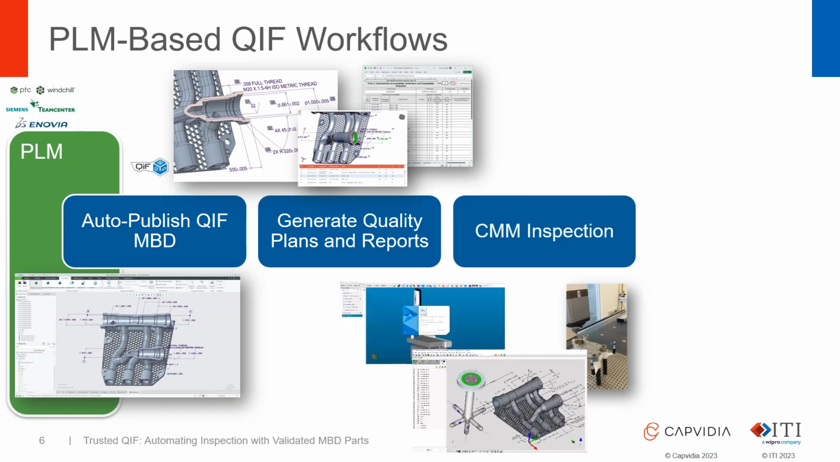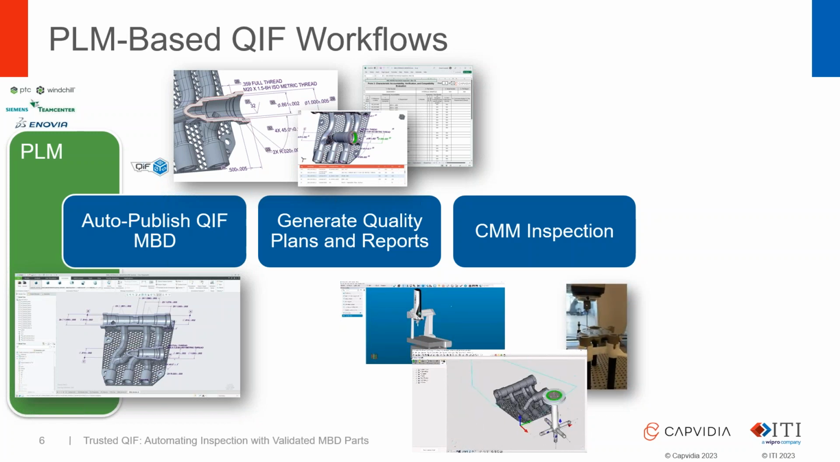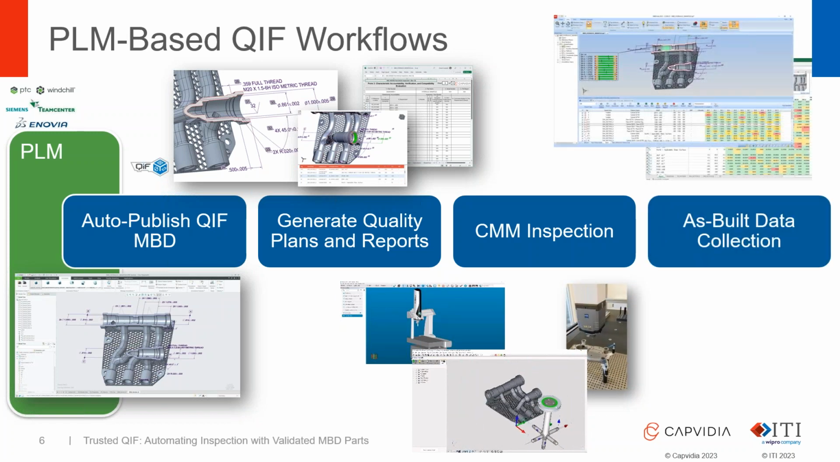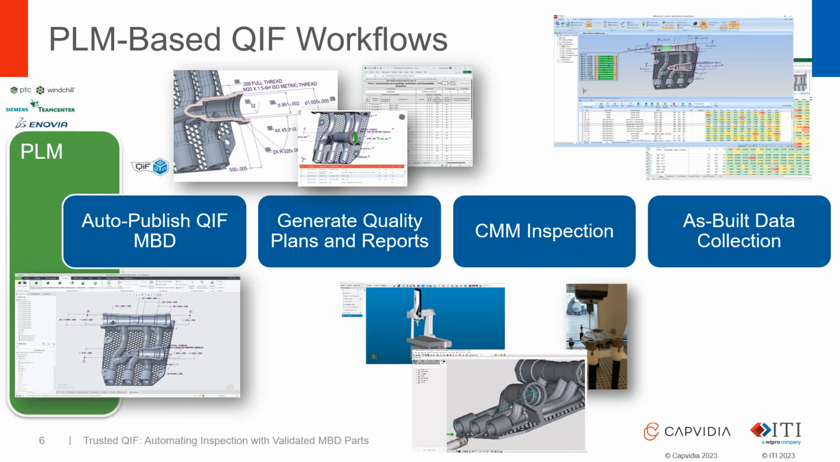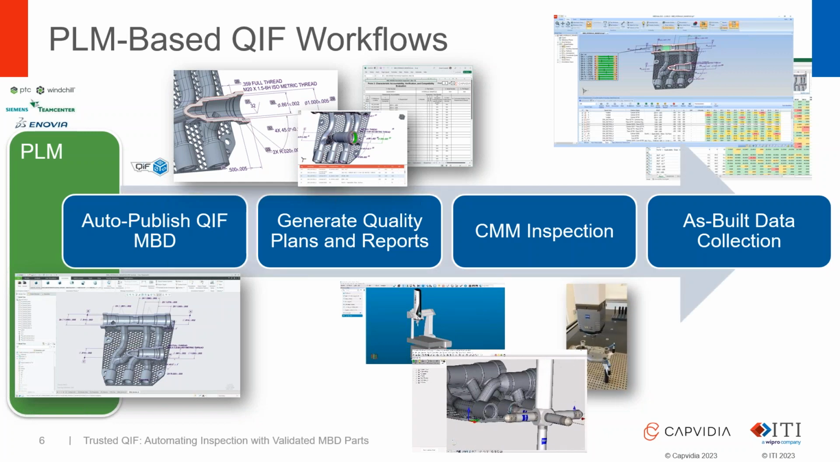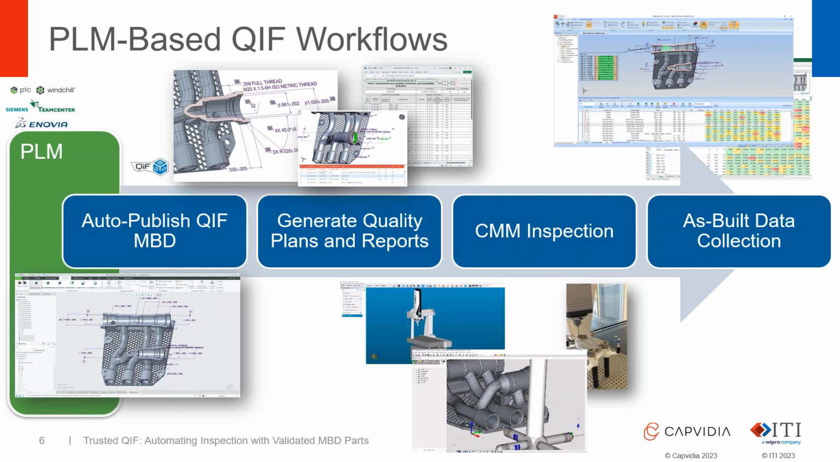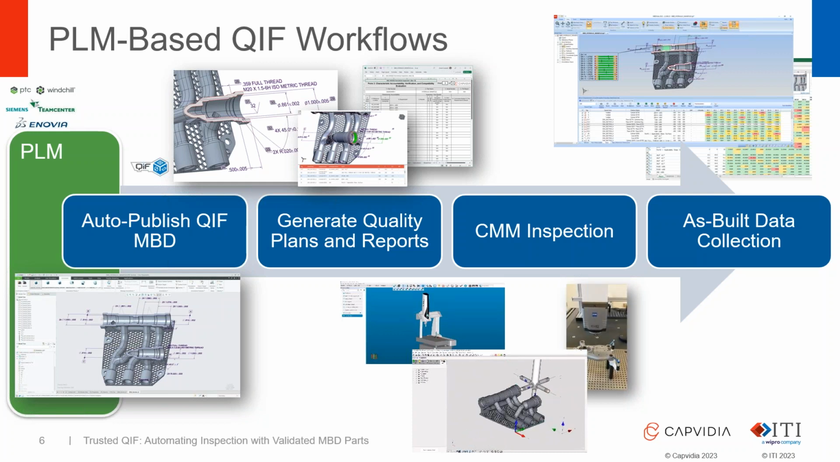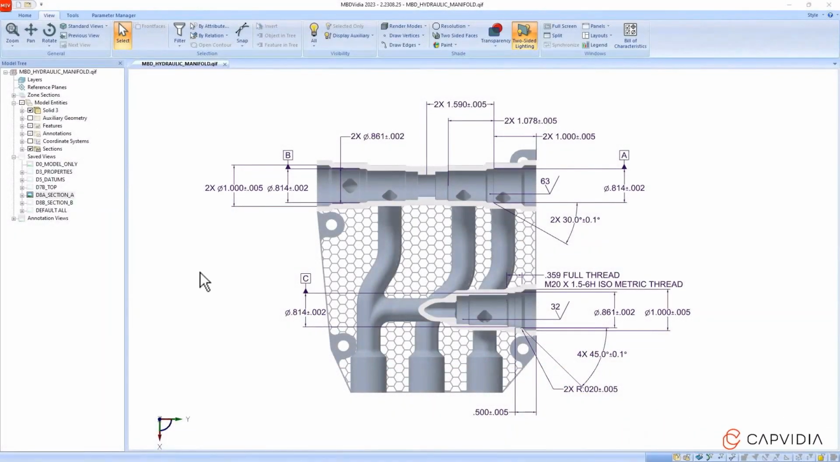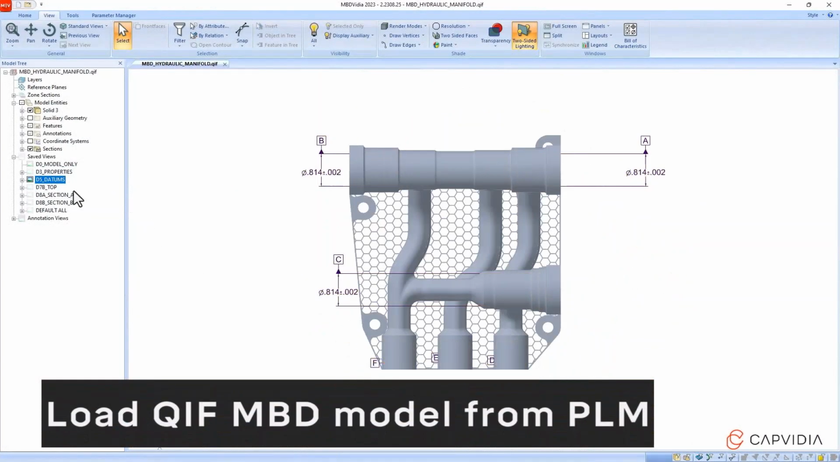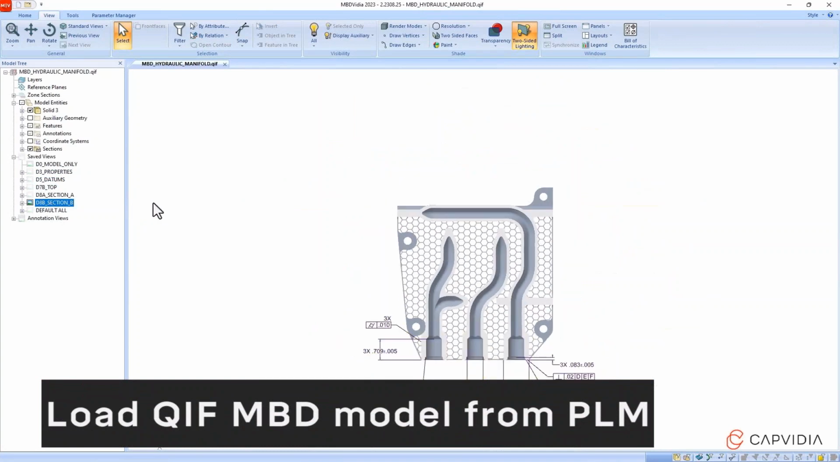We'll show some CMM inspection taking place from that QIF model. And then we'll show how once data is collected from real measurements on real parts, we can tie that measurement data back to the original model, so that we could extend that thread from the PLM all the way down to the as-built model. So let's go ahead and take a look at this short workflow. So again, our starting point is going to be that QIF that was published and pulled down from the PLM system.